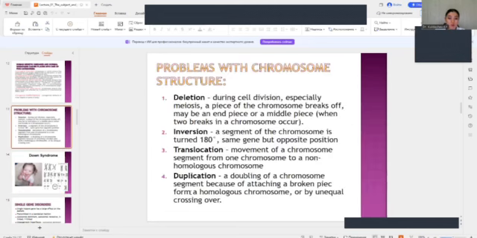Here we show you the mutations of chromosomes. First one is deletion. During cell division, especially meiosis, a piece of chromosome breaks off, maybe an end piece or a middle piece. Inversion: a segment of the chromosome is turned 180 degrees. Translocation: movement of a chromosome segment, translocated to another chromosome. Duplication is doubling of a chromosome.